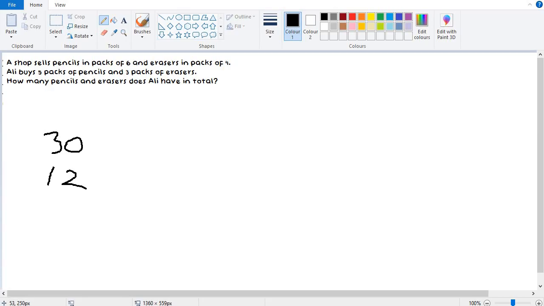And now because we found the answer for both of them, we have to find the total. And total means when you have to sum up both of the numbers. So we will just quickly work it out, and we got 42. So there are 42 pencils and erasers in total.